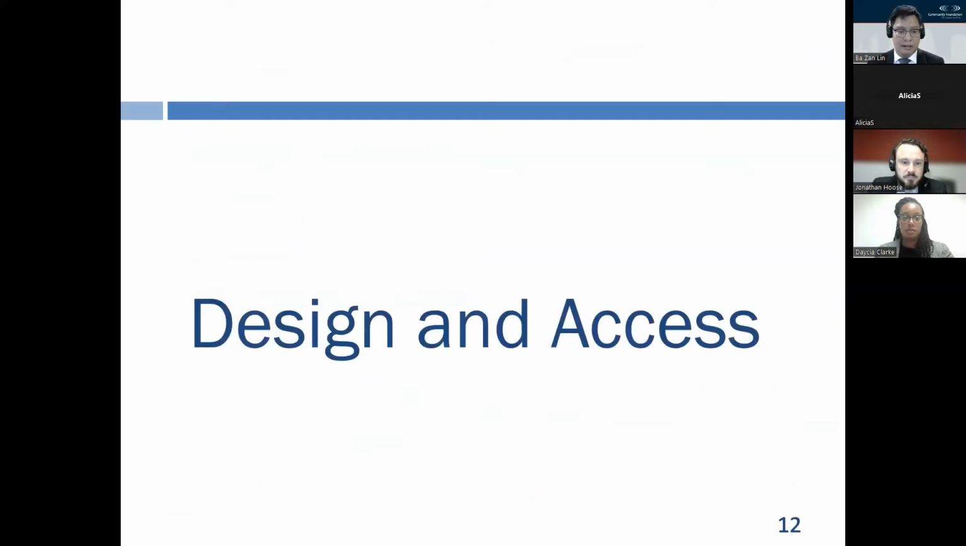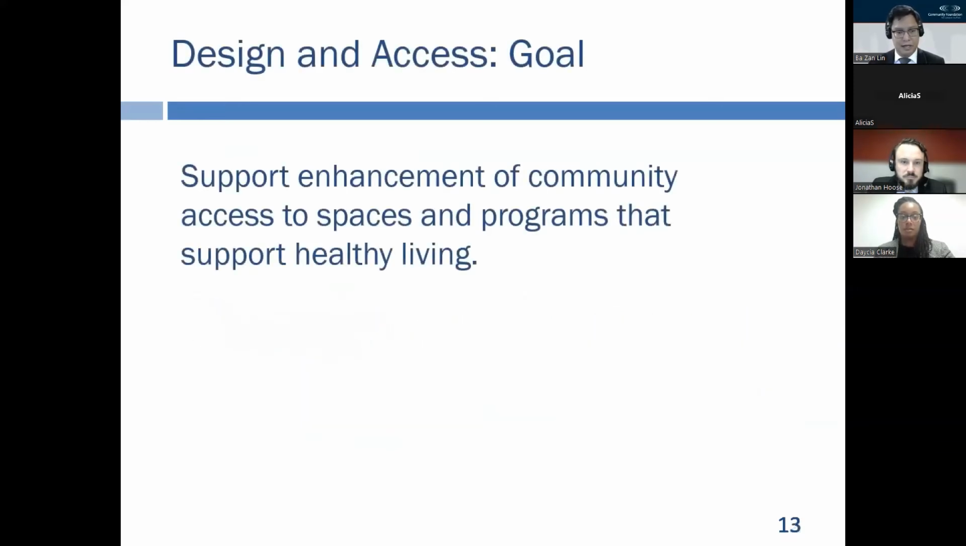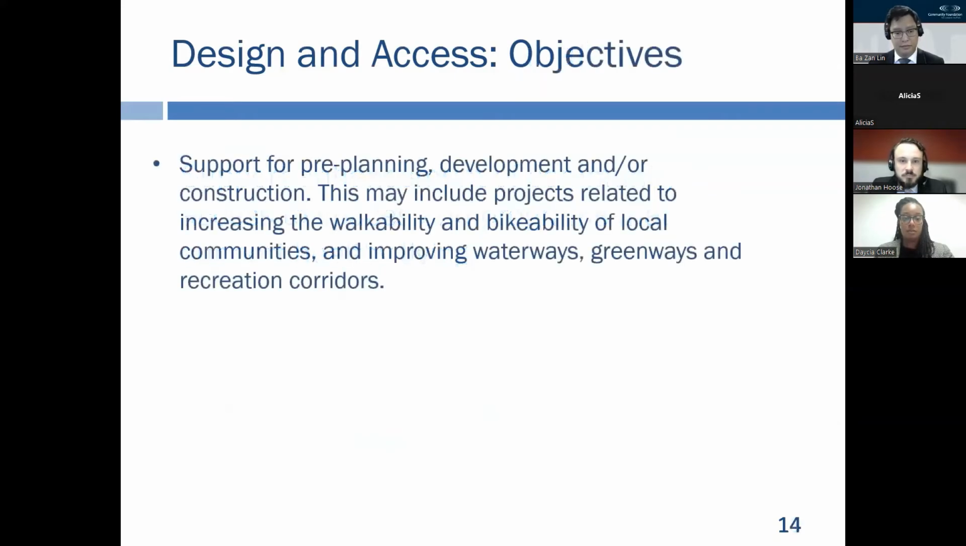I will now discuss the Design and Access Legacy Fund process. Design and Access aims to support enhancement of community access to spaces and programs that support healthy living. The specific objectives of Design and Access are the support for pre-planning, development, and/or construction costs. This may include projects related to increasing the walkability and bikeability of local communities and improving waterways, greenways, and recreation corridors.